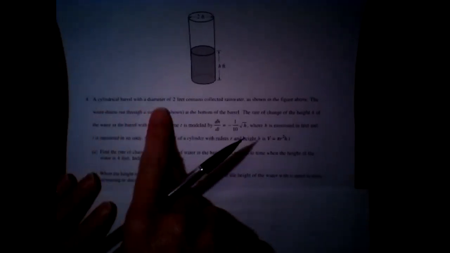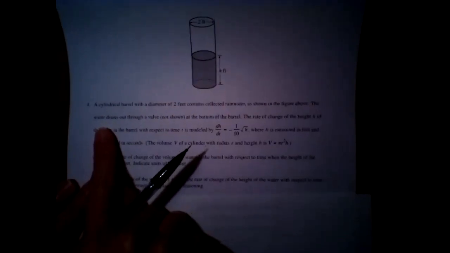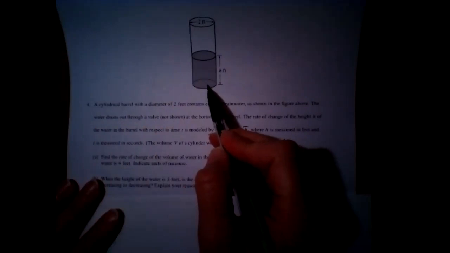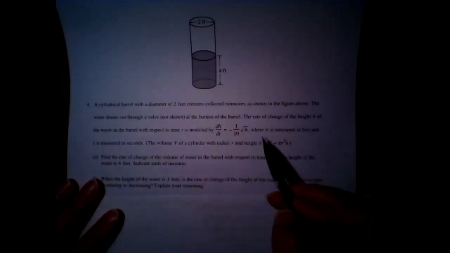All right, so let's read what's going on in this one. This was the related rate question, if I'm remembering this. A cylindrical barrel with a diameter of 2 feet, and that's not changing. That's going to just be 2 feet. Is collecting rainwater. The rainwater drains out through a valve that isn't shown at the bottom of the barrel. So this has like a hole in it, and water is also coming out.